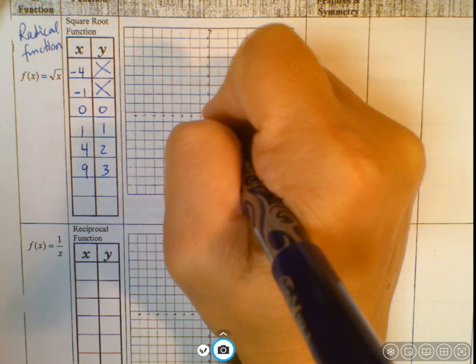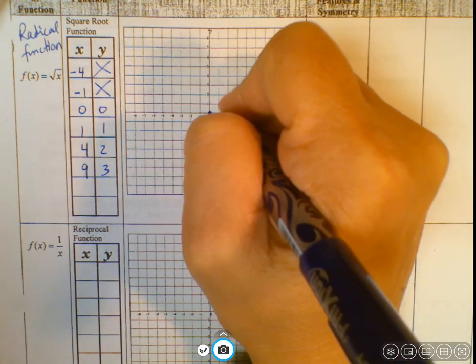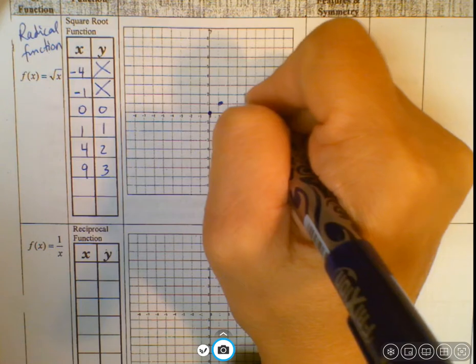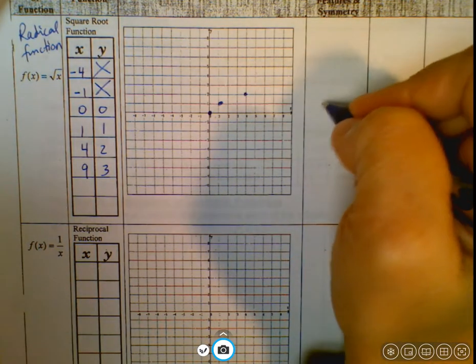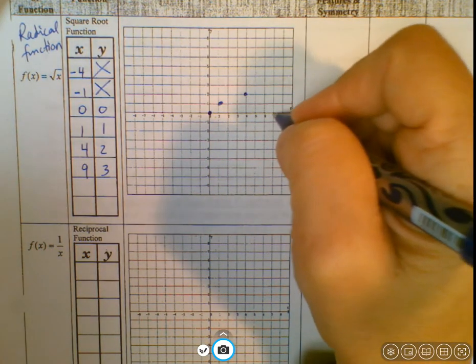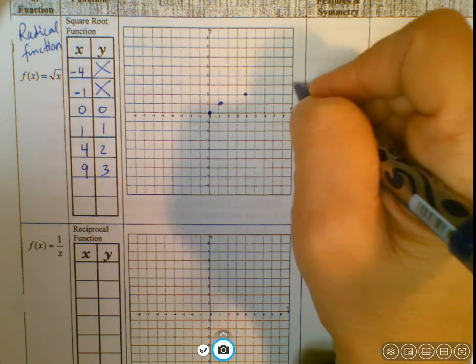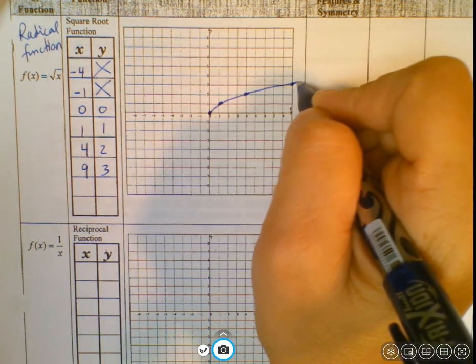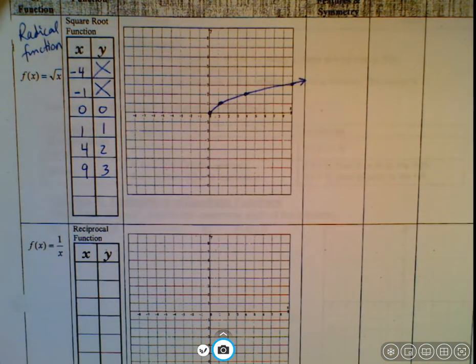So our first point is at 0, 0. Our second is at 1, 1. Then we have 4, 2. And then we have 9, 3. And that's what the radical function looks like.